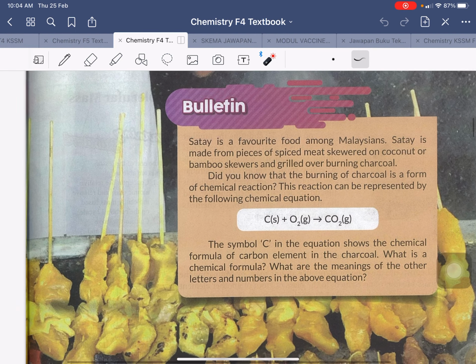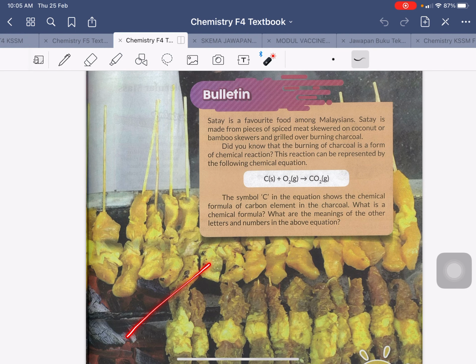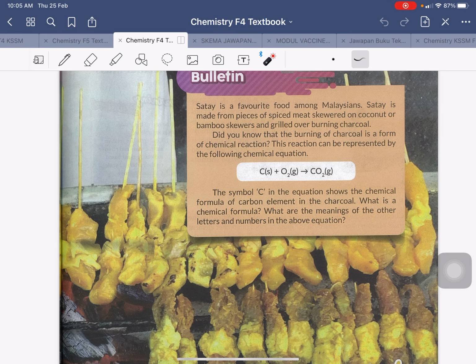So about sate, let us read this bulletin first. Satay is a favorite food, I am sure, among Malaysians, means including you and me. Satay is made from pieces of spiced meat skewered on coconut or bamboo skewers and grilled.